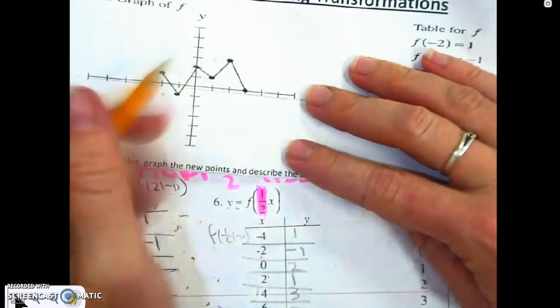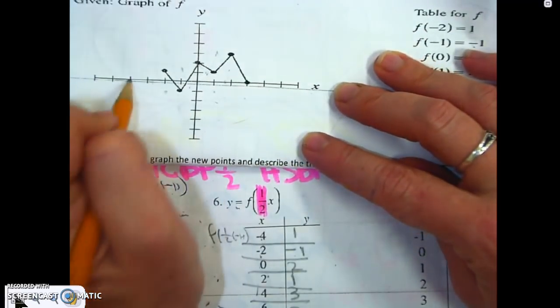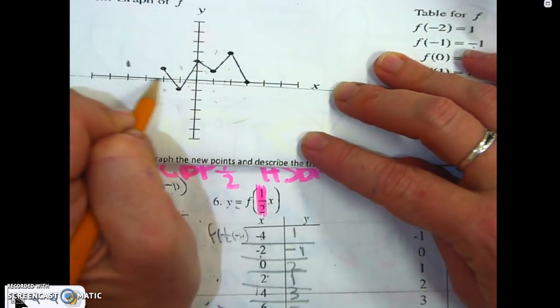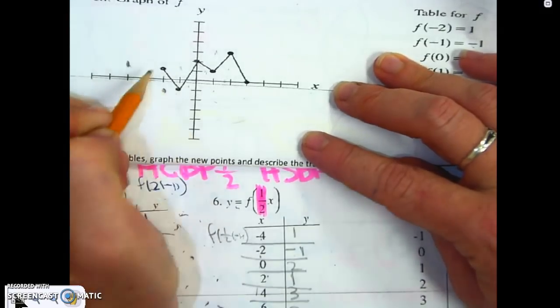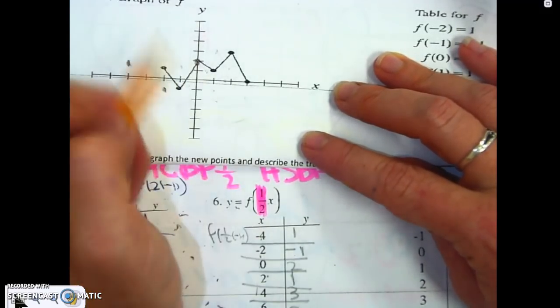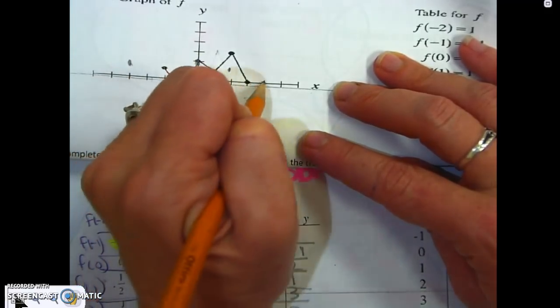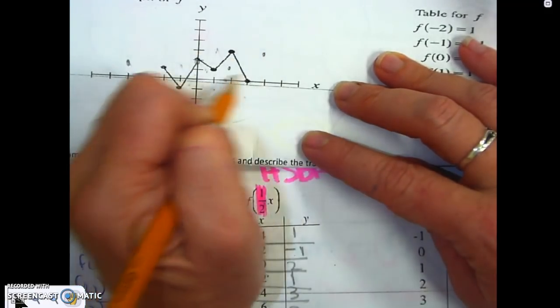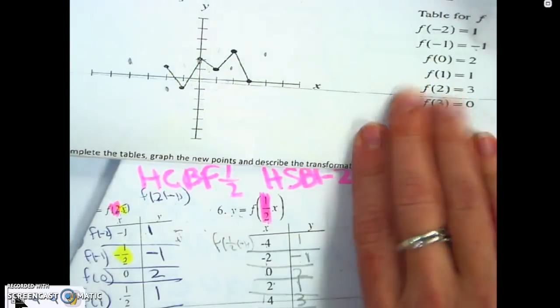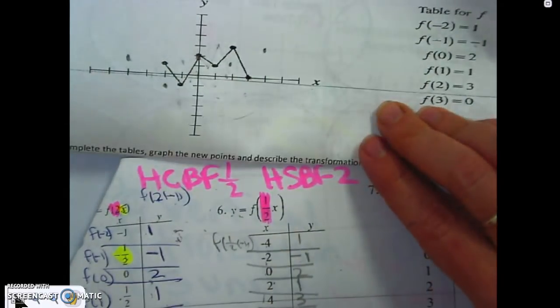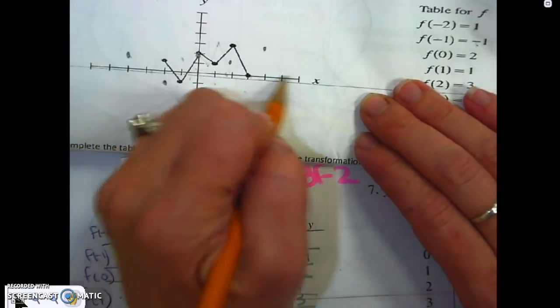So watch me graph this on the original graph, because I think it's good to always see the comparison. So I go left 4, 1, 2, 3, 4, right 1. Left 2, down 1. 0, 2. 2, 1, 4, 3, and then 6, 3. Wait, I think I did something off. Wait, that's 0. Just kidding. 1, 2, 3, 4, 5, 6.